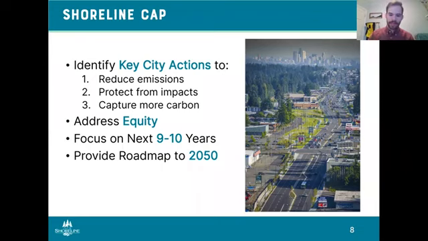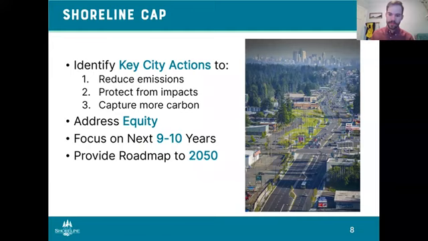And so the climate action plan will identify key transformative actions that the city can take to drastically reduce our community-wide emissions to hit these targets. It'll have 5 focus areas, and the emissions reduction will largely occur in 3 of those, which are transportation, buildings and energy, and waste and consumption.